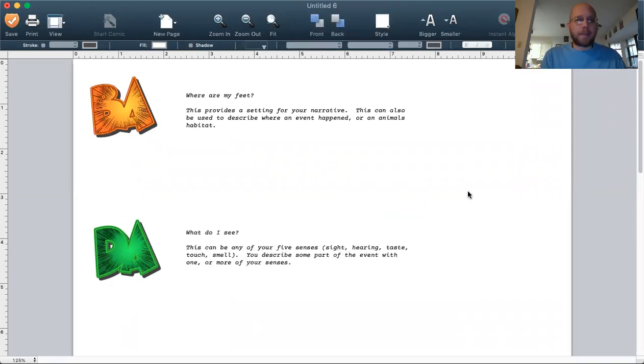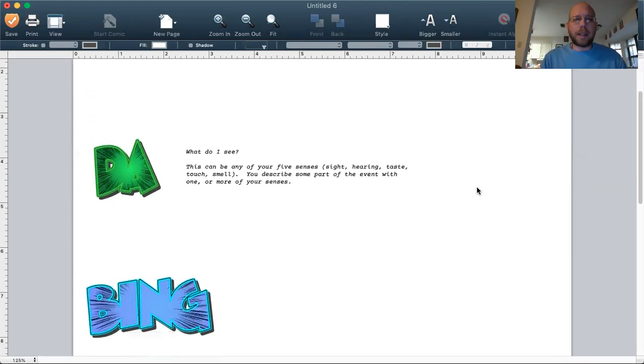Your da is what do I see? This is actually not just what do you see, but it can be a sentence from any of your five senses. So sight, hearing, touch, smell, taste, any of those that you're going to use to help the writer to write about the setting, but also for the reader to get a feeling of where they are. So what kind of smells are there? What kind of things do you see? What can you feel? What does something feel like? Is it rough, soft?